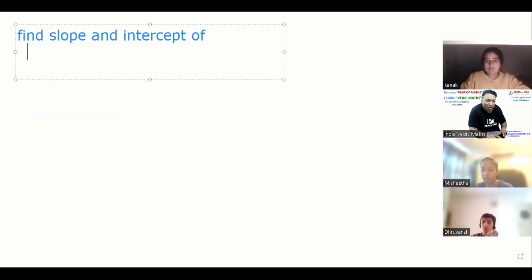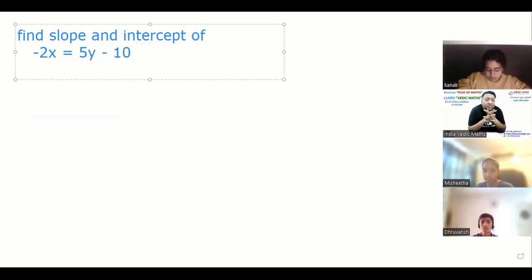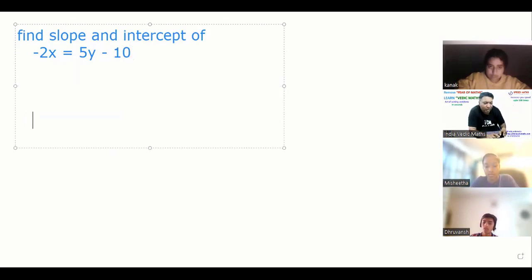Okay, so how will we do this question? Negative 2x equals 5y minus 10. Naja, think about it first and then we'll start with the process. Everybody write your answer in the chat. Naja will explain. I only want the steps, Naja, nothing else. Finally, we have to get it in this form. Every question. Okay, guys?